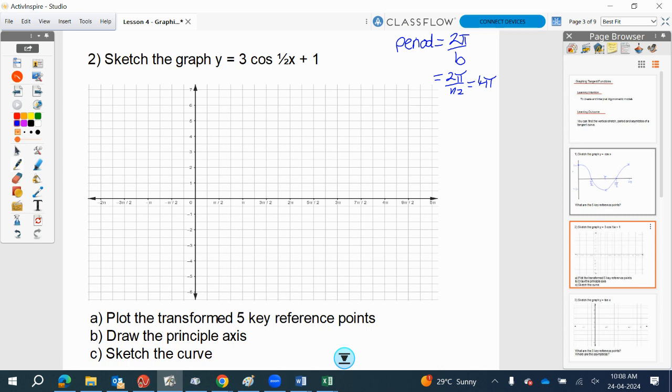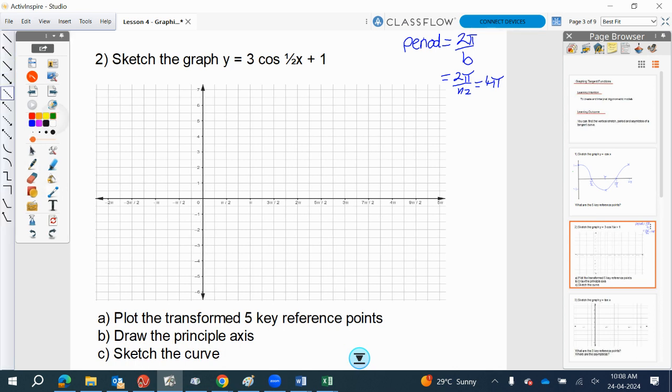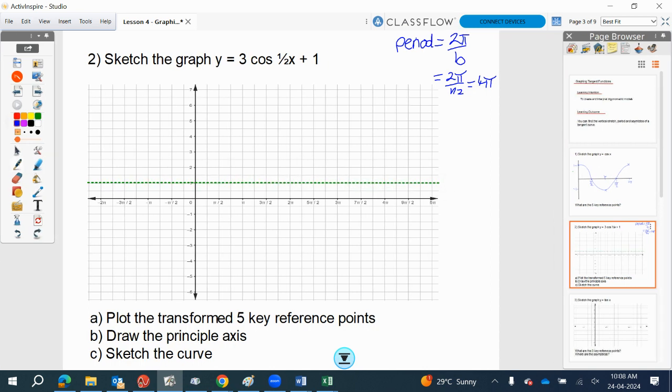So then sketching it, we start off with drawing our principal axis. We need to draw a dotted line with our ruler along here. Then we can plot our points. The first point, which is normally at 1, has been stretched up by 3. So we go 1, 2, 3 up. It's going to go there. It's going to cross the principal axis. Normally it would cross the principal axis at pi over 2, but now it's going to cross at pi because the period has been doubled.